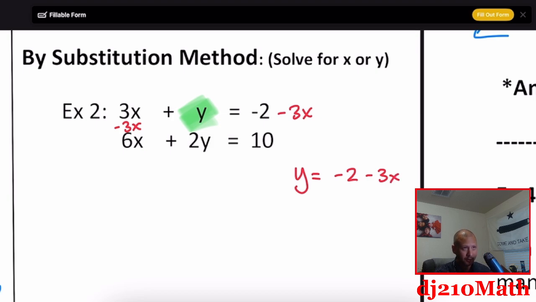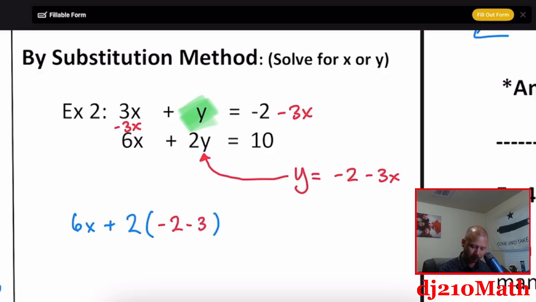All right, there's my substitution. Now I got to take it and plug it back in to the other equation. Never plug it into the same one. This guy is going to plug in right here. So we get 6x plus 2y. In this case, y is going to be negative 2 minus 3x equals 10.